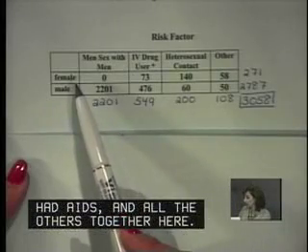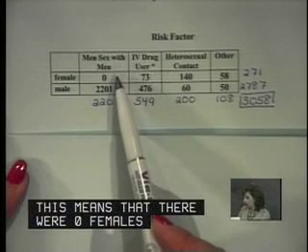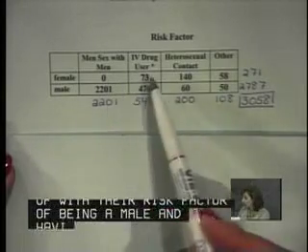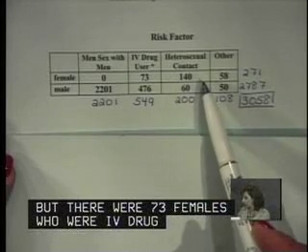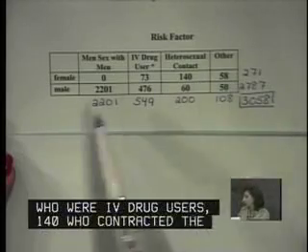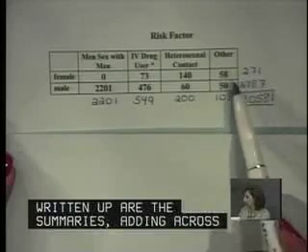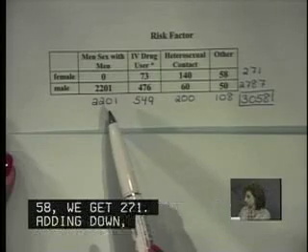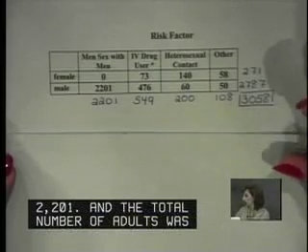And so this is a table. It means that there were 0 females whose risk factor was being a male having sex with a male. Well, that part makes sense. But there were 73 females who were IV drug users, 140 who contracted the disease through heterosexual contact, and so on. You can read this. By hand, what I've written up are the summaries. Adding across, 0 plus 73 plus 140 plus 58, we get 271. Adding down, we get 2,201. And the total number of adults was 3,058. I didn't include the children in this case.